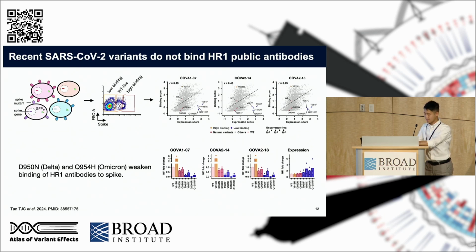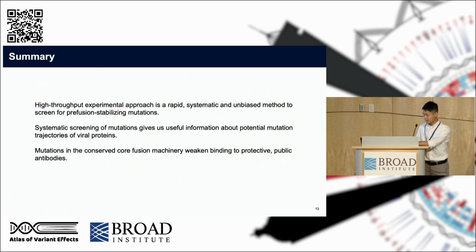This is one reason why antibodies generated from infection with earlier strains or vaccination with only the original spike protein does not fully protect the host from newer variants of the virus. To conclude, we have developed and established a high-throughput method to rapidly select for mutations that stabilize the pre-fusion conformation of spike protein in an unbiased and systematic manner.